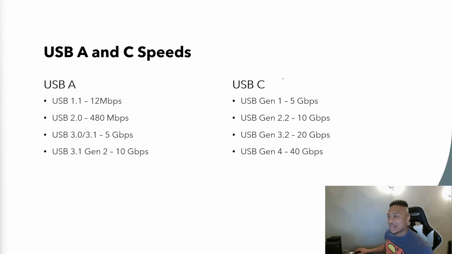So as you can see though, USB-C is a little bit faster than USB-A. Gen 1 actually starts at 5 gigabits per second. We have generation 2x2 and generation 3x2, which pretty much just doubles in speed, guys. Generation 2 is going to be at 10 gigabits per second, generation 3x2, 20 gigabits per second. And with Gen 4, guys, it doubles again to 40 gigabits per second.